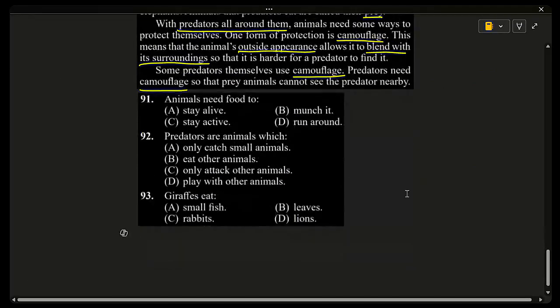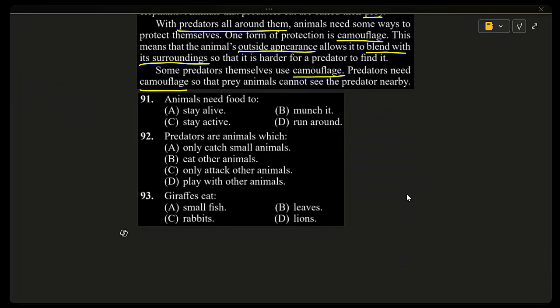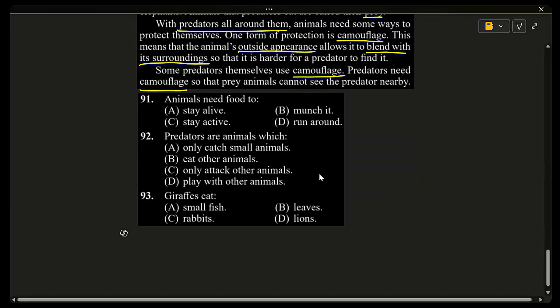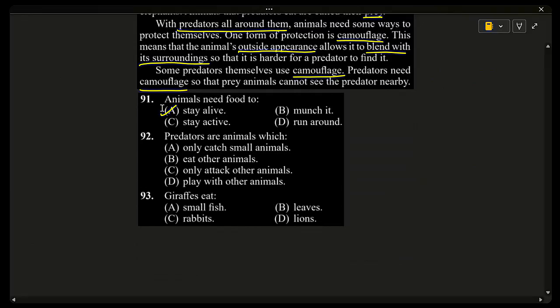Question 91. Animals need food too. So why do animals need food? To stay alive, munch it, stay active, run around. Only to stay alive.